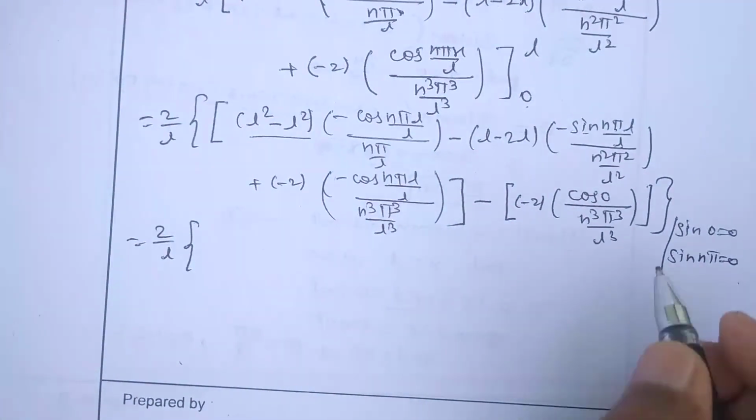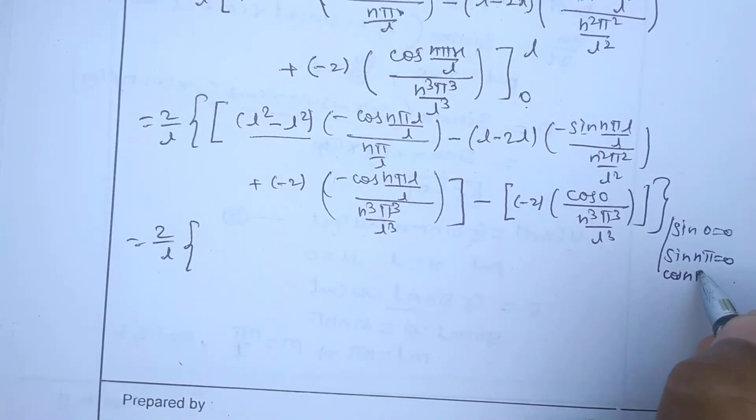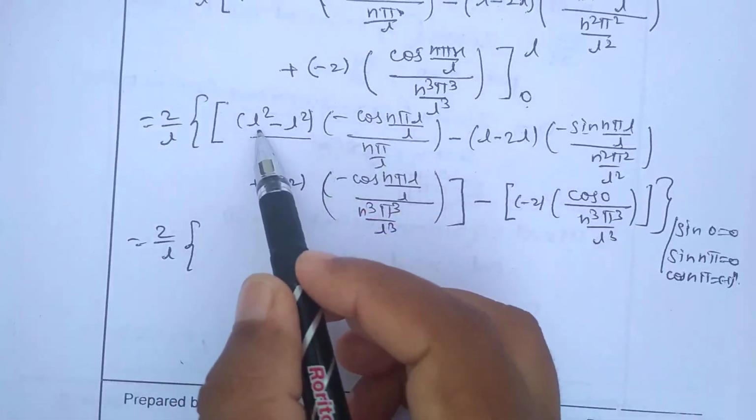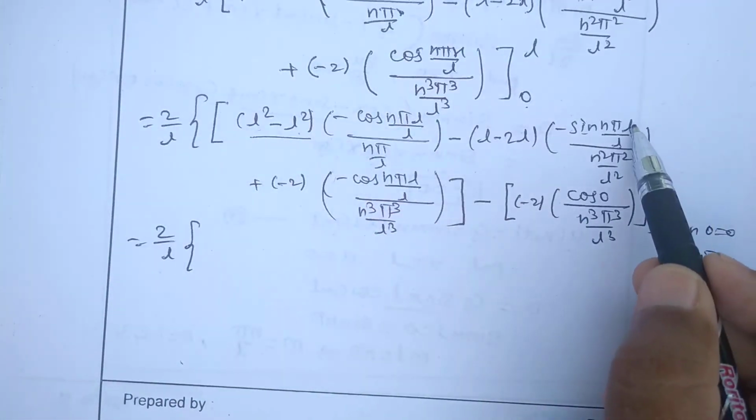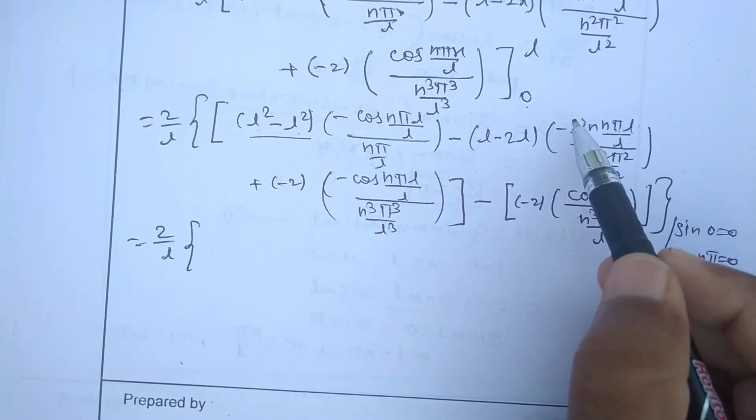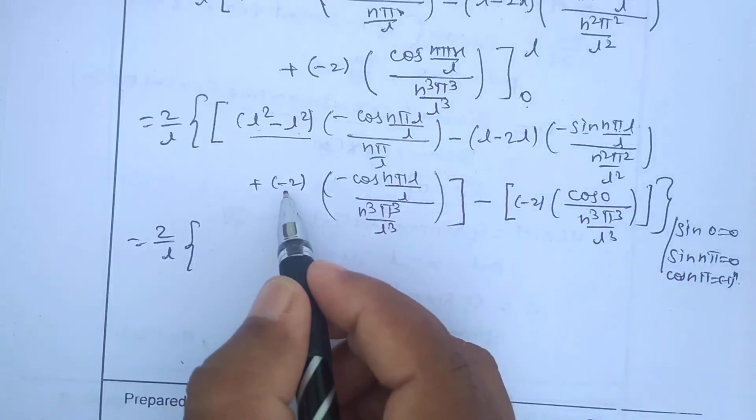Sin n pi is 0. What is cos n pi? Cos n pi is minus 1 raised to n. So the first term is 0, L square minus L square. In the second term L gets cancelled here, you will get sin n pi, which is also 0. So the second term also becomes 0. We have to write only the third term.